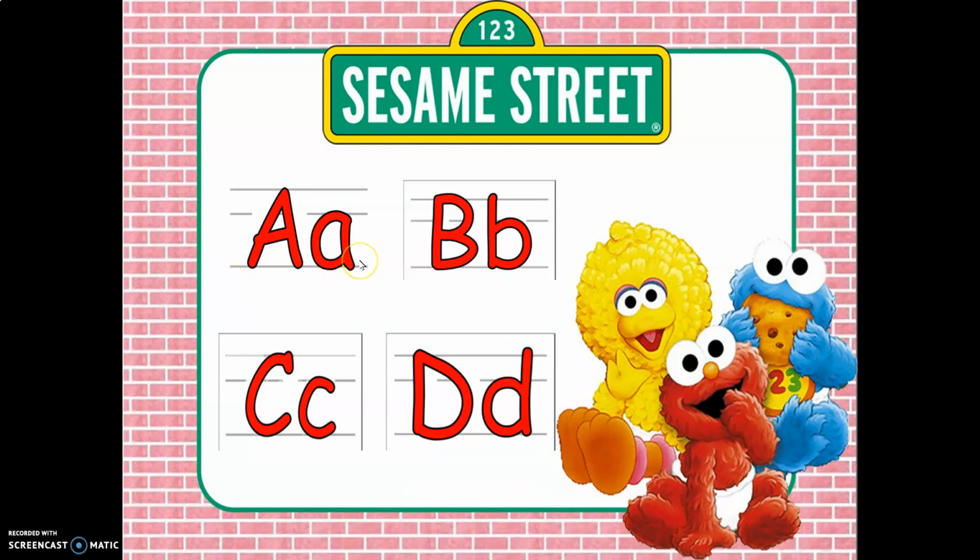Capital A, small a, capital B, small b, capital C, small c, capital D, small d. Let me sing the song now. A is for apple, apple. B is for ball, ball. C is for cat, cat. D is for dog, dog. So, A, B, C, and D.